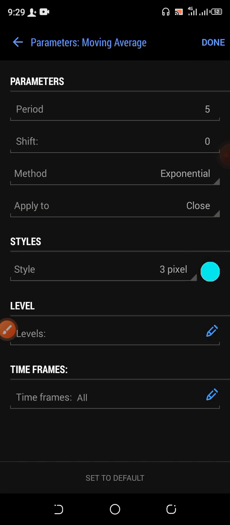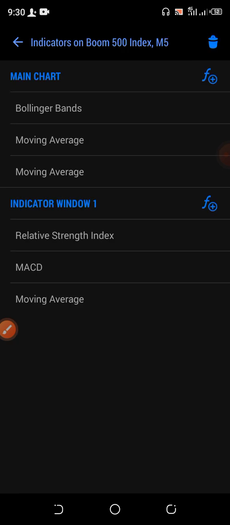Then I have 5. Why do I use 5? 5 is majorly for those who are using small accounts. I can't trade with this because I have a large account, but I used it so that those who have small accounts, like $10, 15, 20 to $100, will be able to do it.